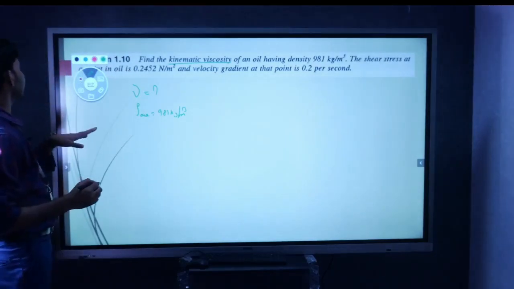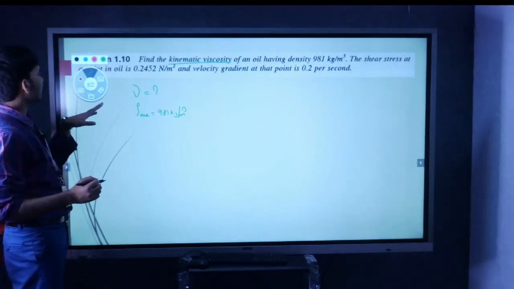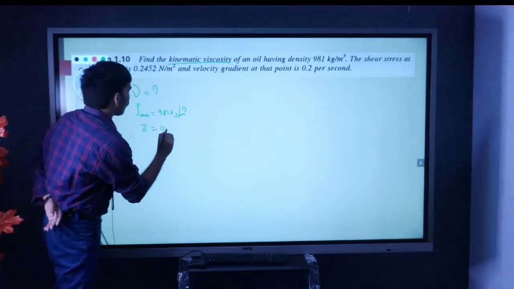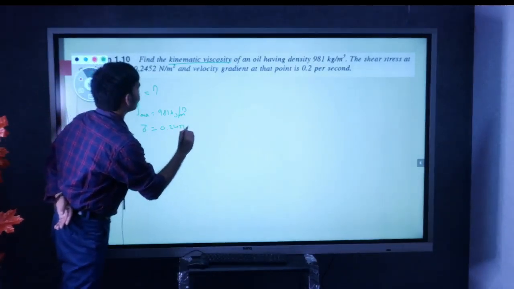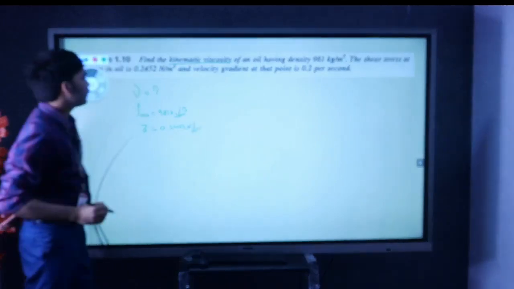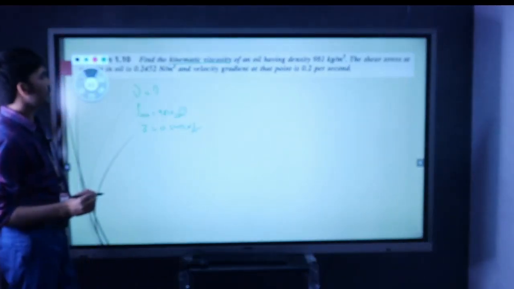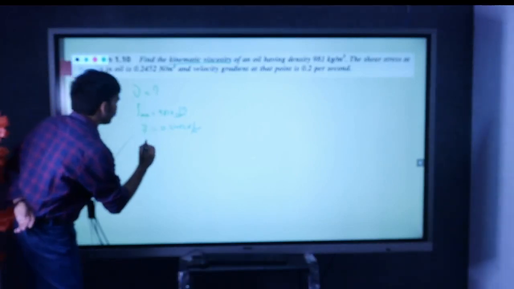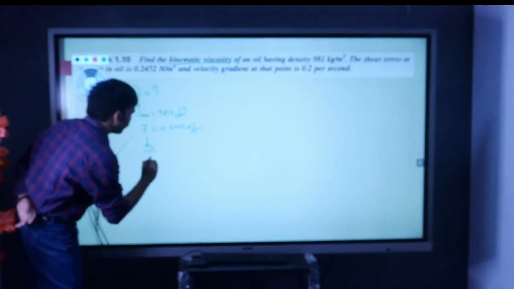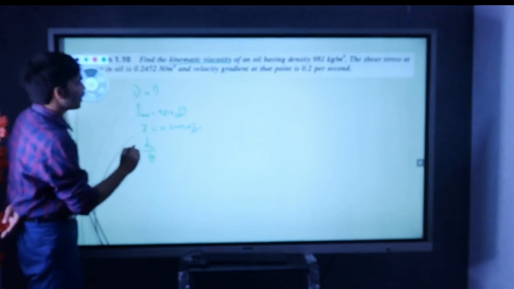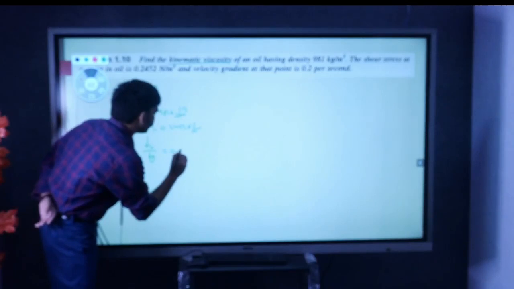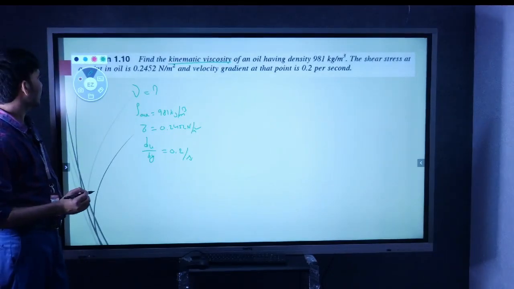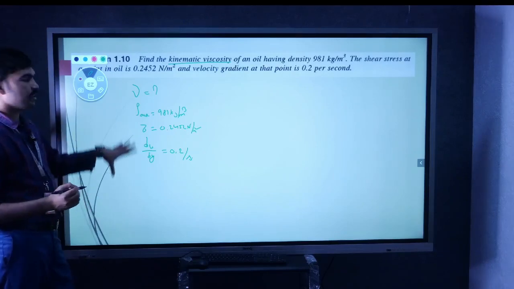The shear stress exerted by the oil is, so shear stress is given how much? 0.2452 Newton per meter square. Velocity gradient at that point is 0.2 per second. Okay, he has given the velocity gradient. What is the velocity gradient? du by dy. So du by dy is given as 0.2 per second. Okay, now these are the variables given.